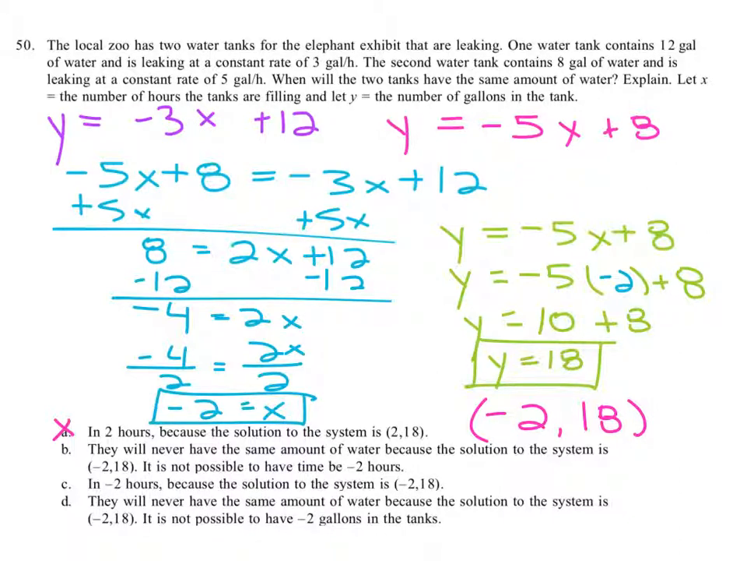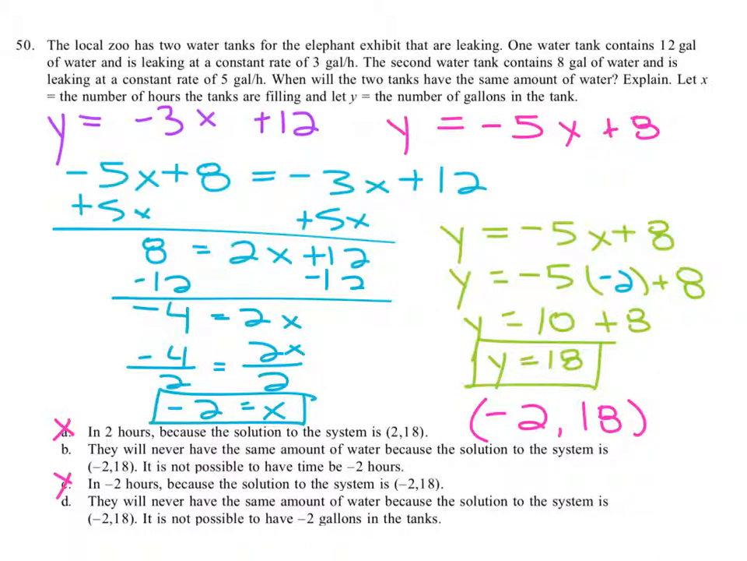It says in negative 2 hours because the solution to the system is negative 2, comma, 18. That might be true, except that we know that we're not going back in time and saying that it was leaking at this constant rate since before we started. So we can't assume that it was happening in the past at the same rate that it starts happening, or that it's happening when they give us the situation at time 0. So we're going to eliminate C because we don't know that it was happening in the past.